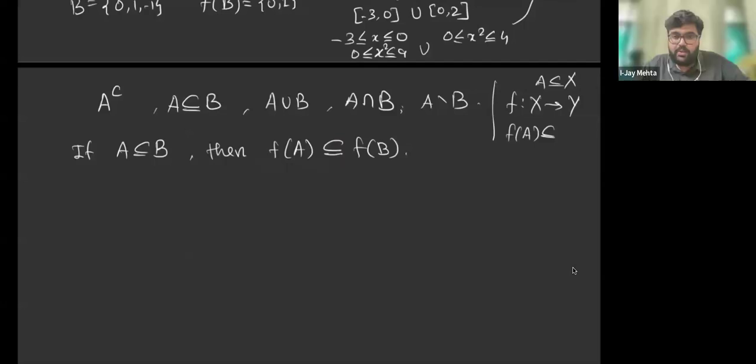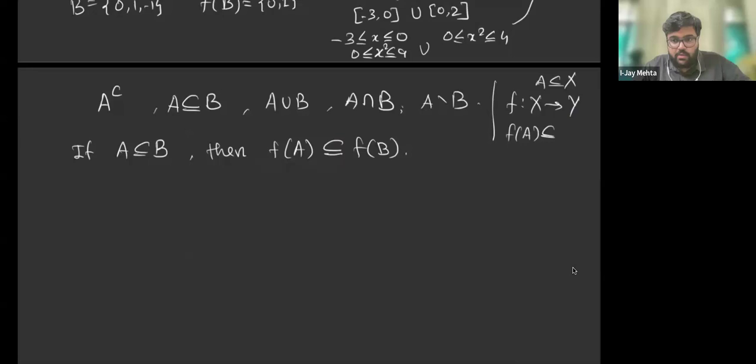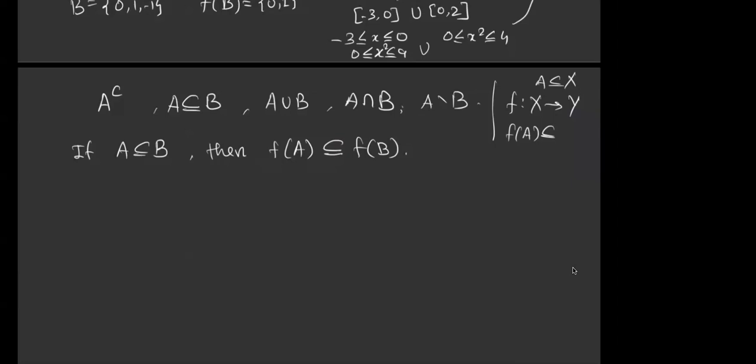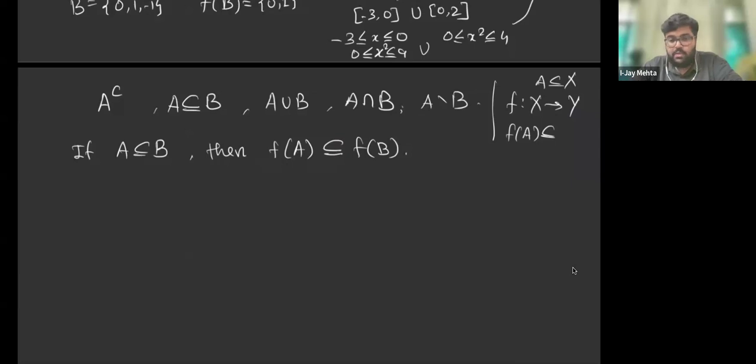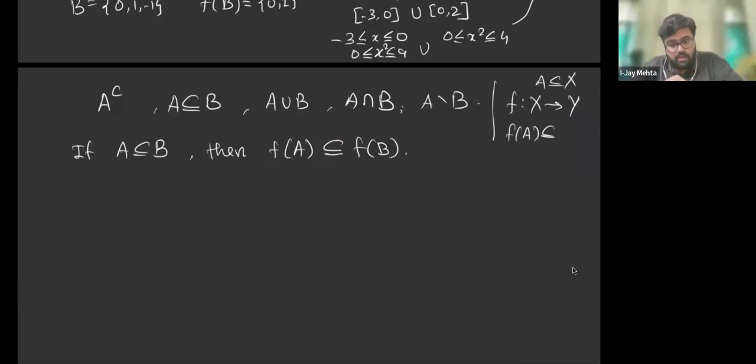Good. So for that, we'll have to show that if there's an element belonging to f of A, then it belongs to f of B as well. So start with some element. We'll consider y belonging to f of A. So there must exist an x belonging to A such that y is equal to f of x.